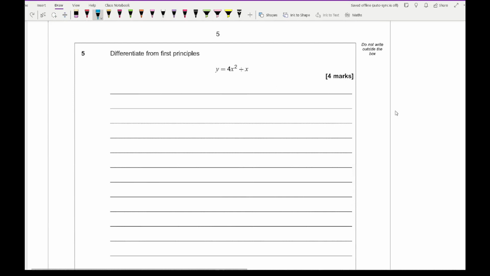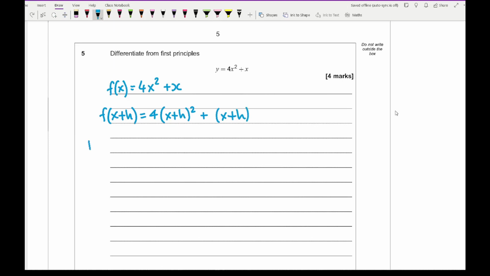Then moving on to question 5, it says differentiate from first principles y equals 4x squared plus x. So first things first, let's write down the original function. So I've got 4x squared plus x. Then I'm going to write f of x plus h. So that's going to be 4 lots of x plus h squared plus x plus h.